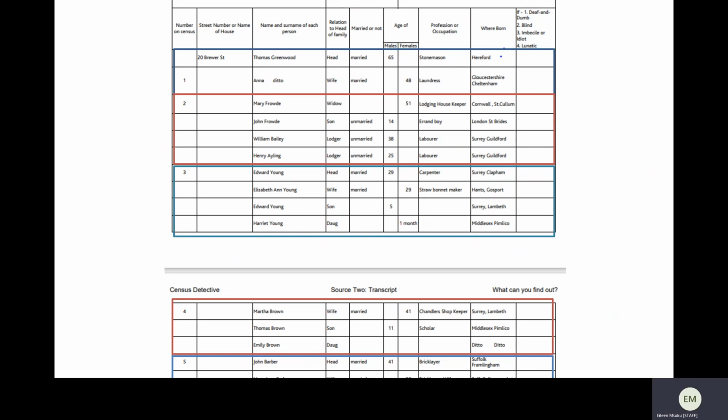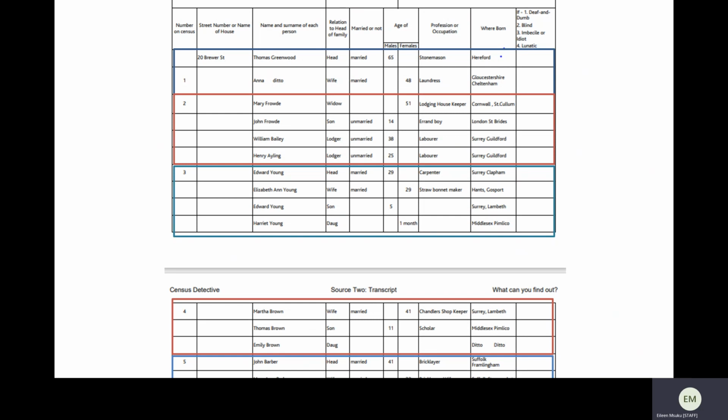So we've got the head of the family, which is Edward Young, and he's 29, and he's married to his wife Elizabeth Ann Young, who is also 29. And you can see their jobs. He was a carpenter, born in Clapham in Surrey, and she was a straw bonnet maker, so she made hats, and she was born in Gosport. And they have got 2 children.